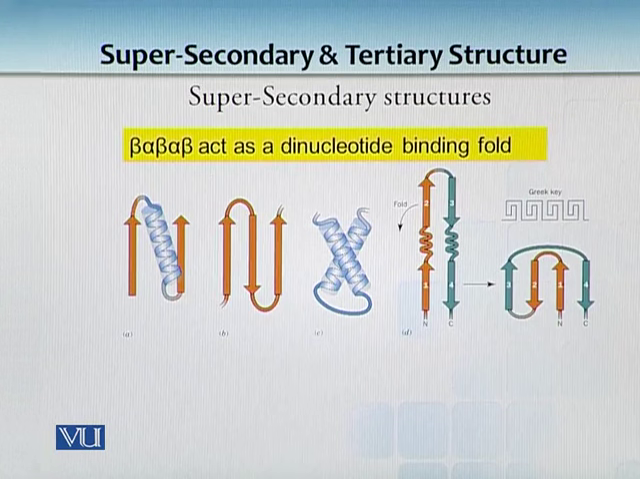You can see the last one here is a Greek key. Now, Greek key is a very stable structure. So if you want to introduce a fold which is extremely stable and you want to stabilize your protein which might not be structurally very stable and might be heat labile, then you would introduce a Greek key structure.